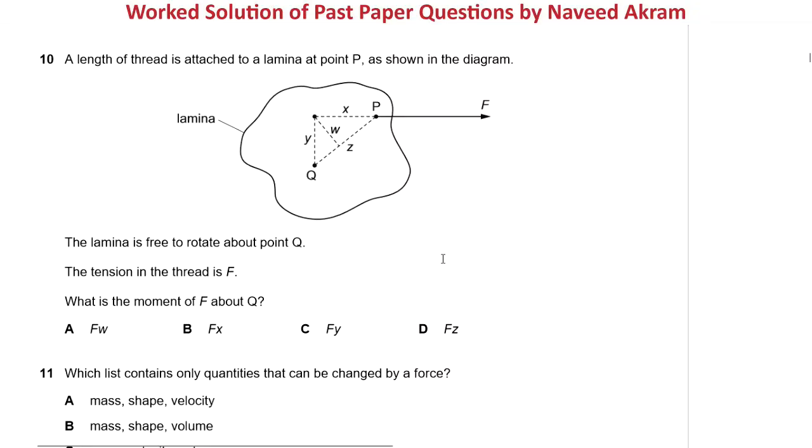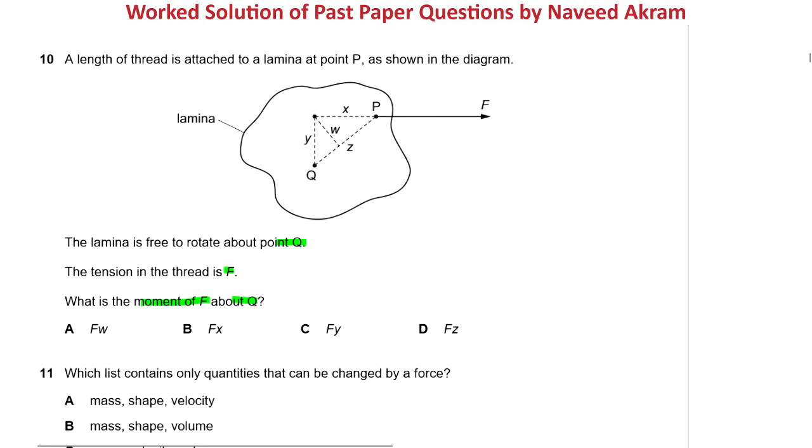In this video, we are going to discuss question number 10 from October-November 2020, paper 1, variant 1. A length of thread is attached to a lamina at point P as shown in the diagram. The lamina is free to rotate about point Q. The tension in the thread is F. What is the moment of F about Q?